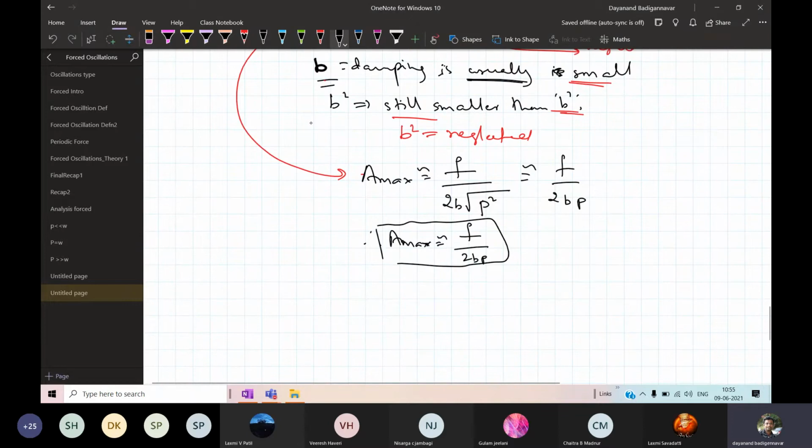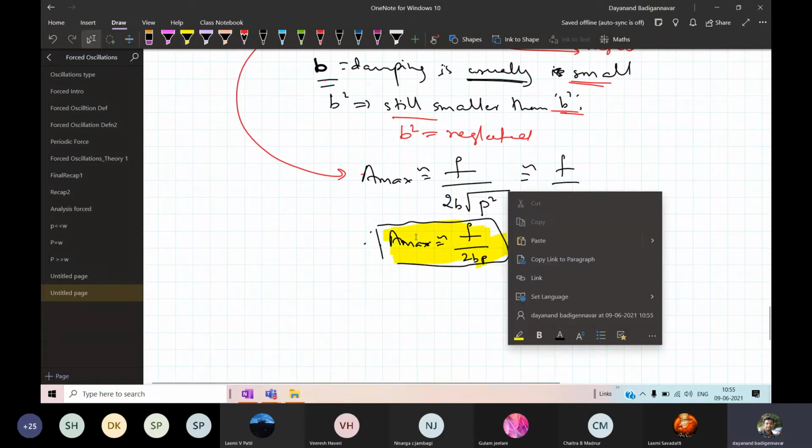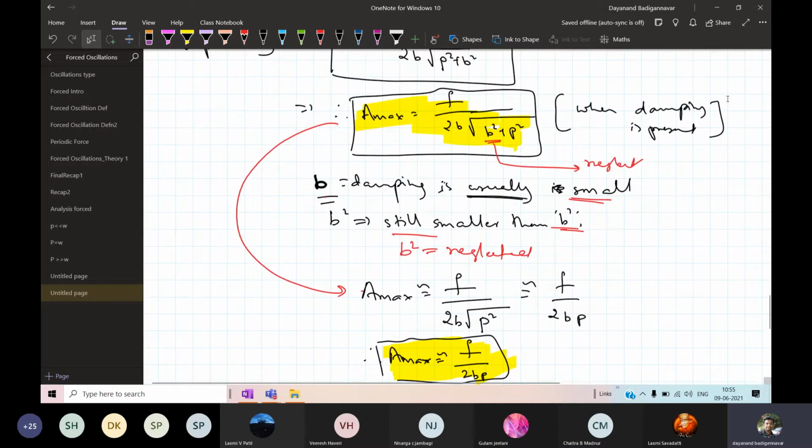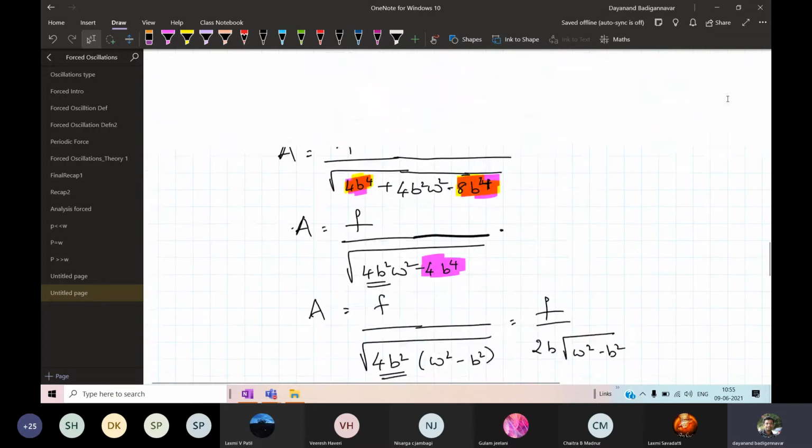Okay, this is the maximum amplitude. Hope it is clear to you. So at resonance condition, the amplitude is maximum. Clear? Now, look here.